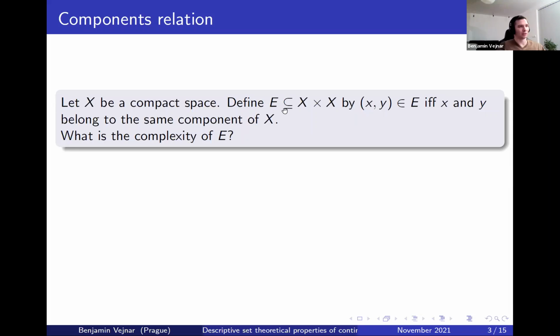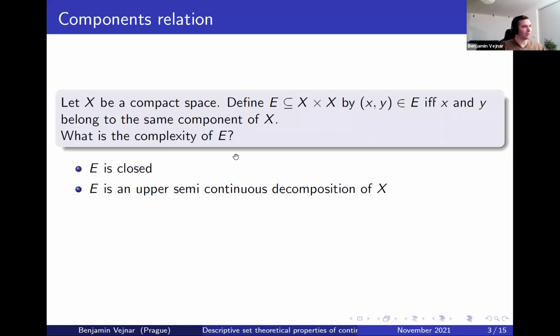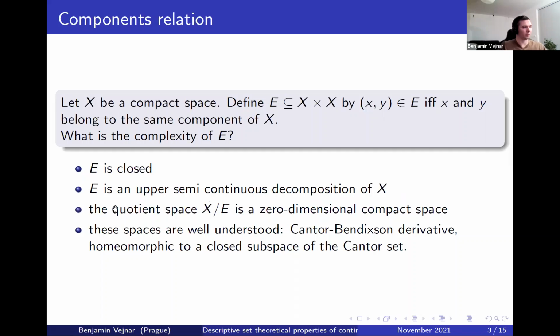Well, note that E is a subset of this Cartesian product. This is a Polish space, X times X. So we can ask about the complexity. Well, a lot is known about this E. Well, for example, this is a closed set in the product X times X. Moreover, it is an upper semi-continuous decomposition of X, which implies actually that we can consider the quotient space X by E, which is actually a zero-dimensional compact space.